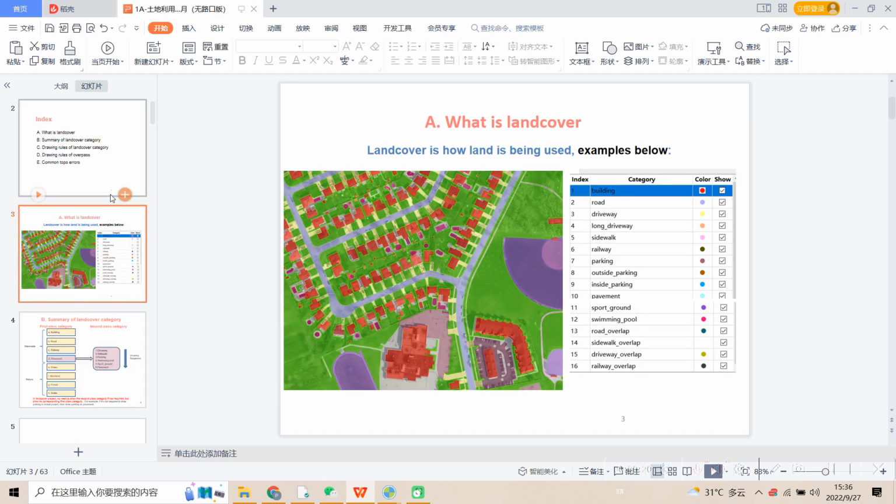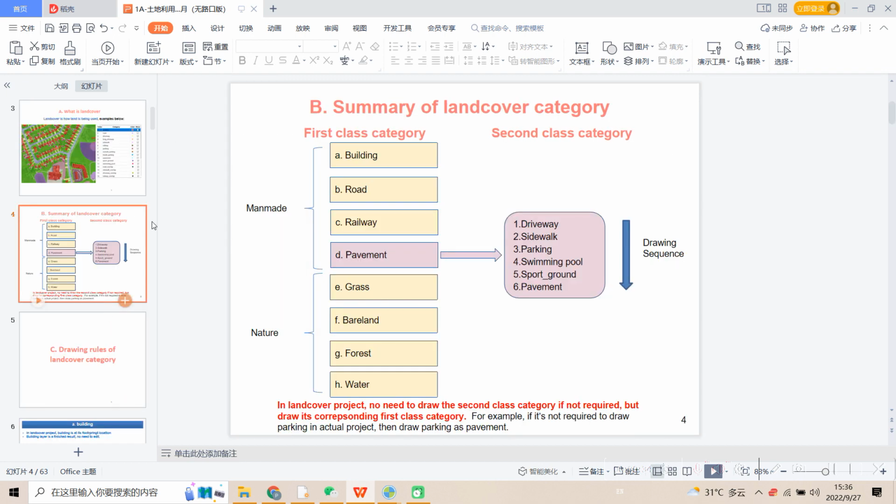So what is Landcover? Landcover is how land is being used, and these are examples of how we're going to work in our Landcover project, and the corresponding categories that we need to draw. For the summary of the Landcover project's categories, there are two class categories. First is man-made, which is classified as building, road, railway, and pavement. The second one is natural, and it will be grass, bare land, forest, and water.